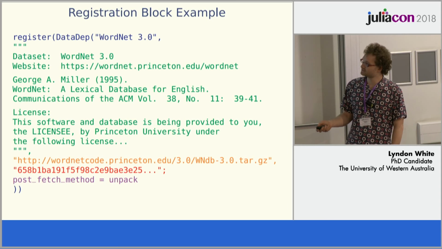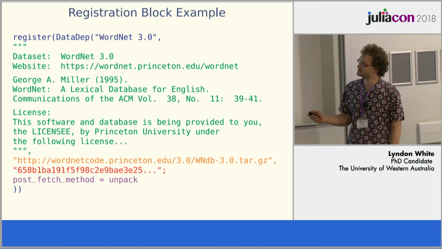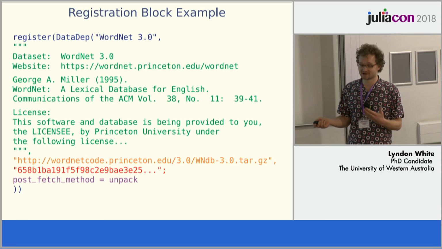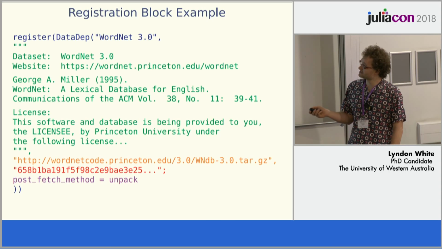So the registration block is the main thing you have to provide to use the thing. This is the one used in WordNet, which is a lexical database for English. It's got the DataDep name, which is what you put in the string to call it, to find it. It's got the free text field, which has some info and the licensing terms, and a URL to download it.